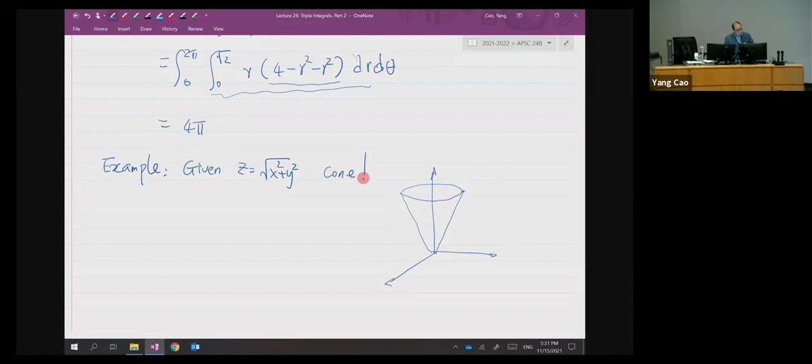So I'm going to demonstrate what this cone surface, which in Cartesian coordinates is z equal to square root of x squared plus y squared, will be if we transform it into cylindrical coordinates. So let's express the cone in cylindrical coordinates.